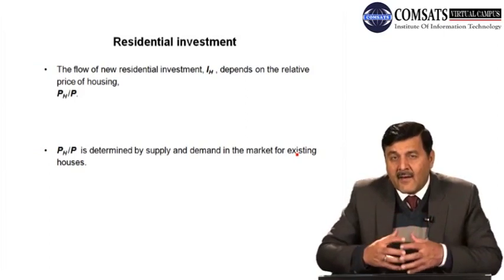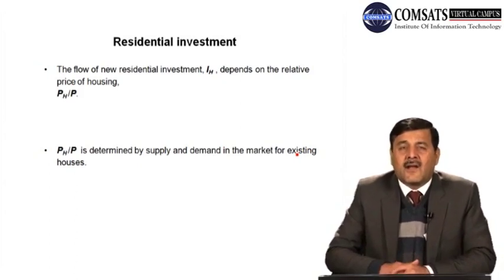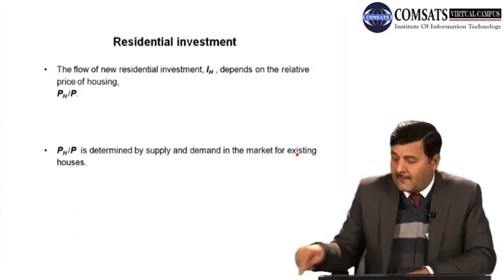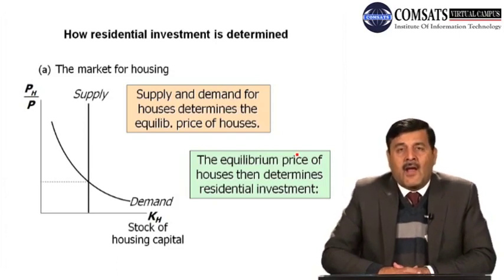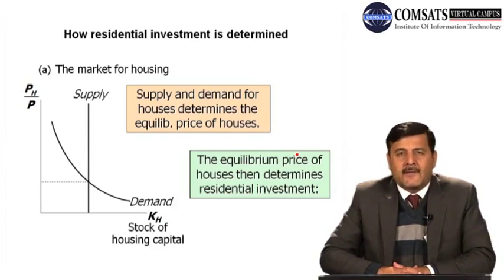That relative price in turn further determines the supply of housing in the country and the economy, which also determines the level of investment. How is residential investment determined? First of all we'll see how the relative price is determined, which in turn determines the supply of houses, and then that affects the level of investment in the country and the economy. As we know, whenever we talk about any market, it has two sides: on one side the supply, on the other side demand.